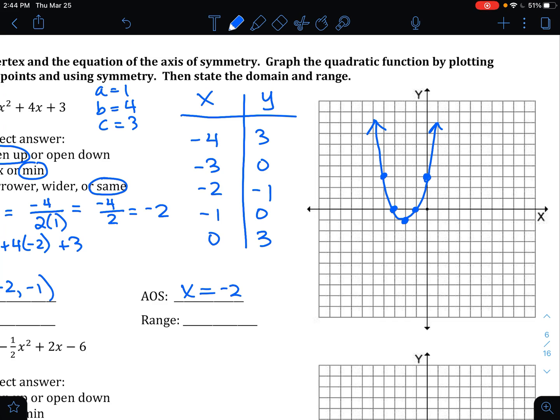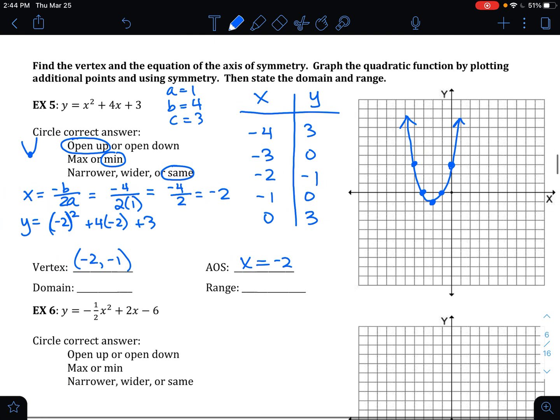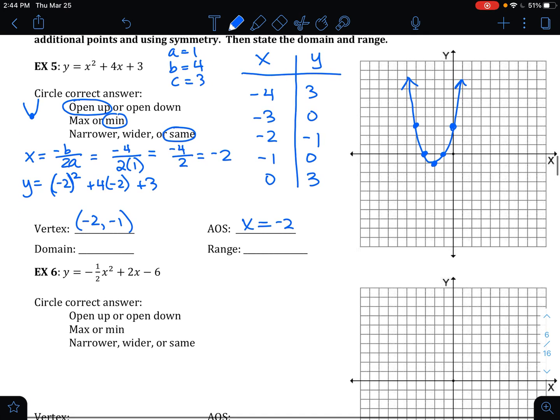And then we have domain and range. I like to do domain and range off my graph. Domain is just negative infinity to positive infinity for quadratics. For range, I'm looking at the very bottom here. I want to know what y value this is. The y value that corresponds here is negative 1. It's going from negative 1 up forever. So my range is going to be: smallest number is negative 1, going up forever, so that would be negative 1, infinity.